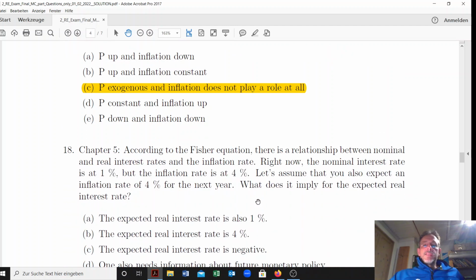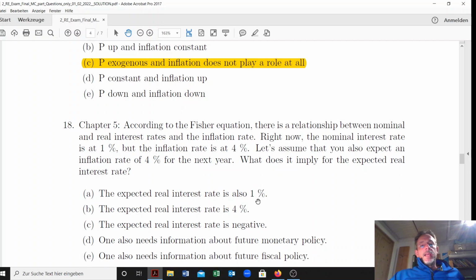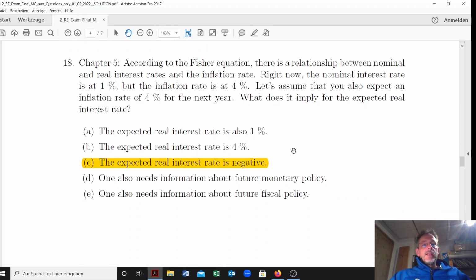Chapter 5, we have some information about the nominal interest rate, which is 1%, and the expected inflation rate for the next year is 4%. What does it imply for the expected real interest rate? The real interest rate is the nominal interest rate minus the expected inflation rate, and hence it is 1% minus 4%. The expected real interest rate is minus 3%, so it is negative.